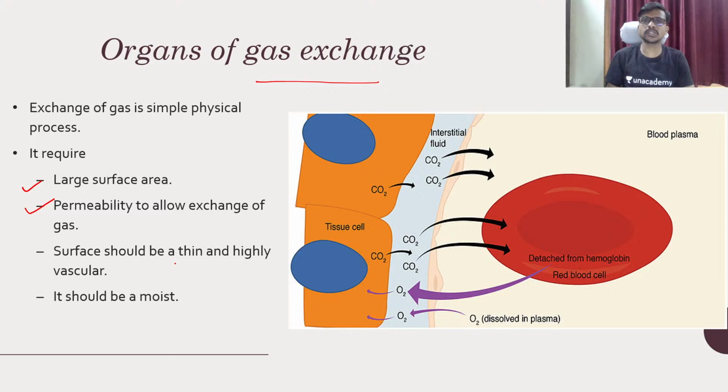Surface should be thin and highly vascular. So vascular means having a blood सर्क्युलेटरी सिस्टम. ओके, व्हॅस्क्युलर सिस्टम म्हणजे ब्लड सर्क्युलेटरी सिस्टम. एखादी गोष्ट ज्यावेळेस व्हॅस्क्युलर असते ना त्यावेळेस तिला ब्लड सप्लाय जास्त असतो, लक्षात ठेवायचं नेहमी. ओके, एखादी गोष्ट व्हॅस्क्युलर आहे म्हणजे ब्लड सप्लाय चांगला आहे, बाकी काही नाही आहे बदल. ब्लड सप्लाय फार जास्त आहे म्हणजे व्हॅस्क्युलर आहे. ठीक आहे. It should be a moist.